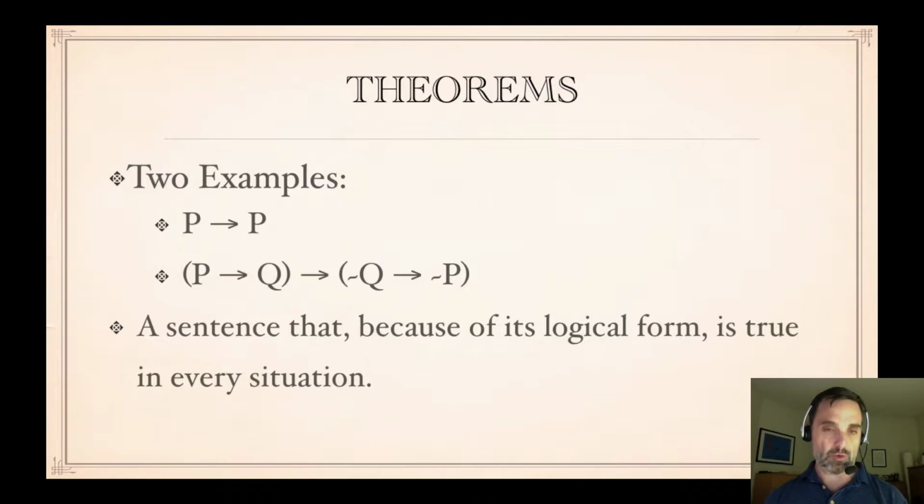How about the second one? Well, suppose P then Q is true, and suppose that not Q is also true. That means you have a conditional with a false consequent. That means the antecedent also has to be false, so not P is true. So yes, indeed, if P then Q, then not P, no matter what. It's a sentence that's true in every situation, no matter what. These are sometimes called tautologies.